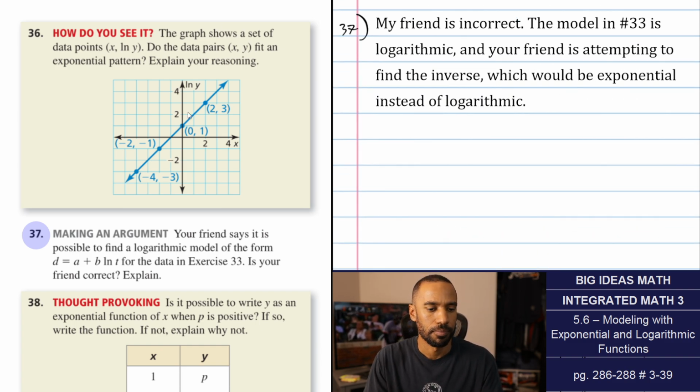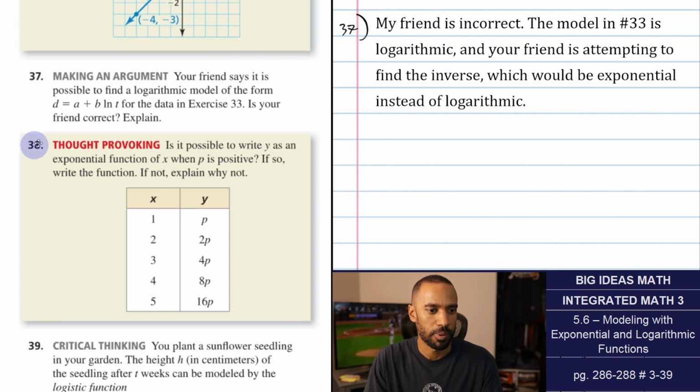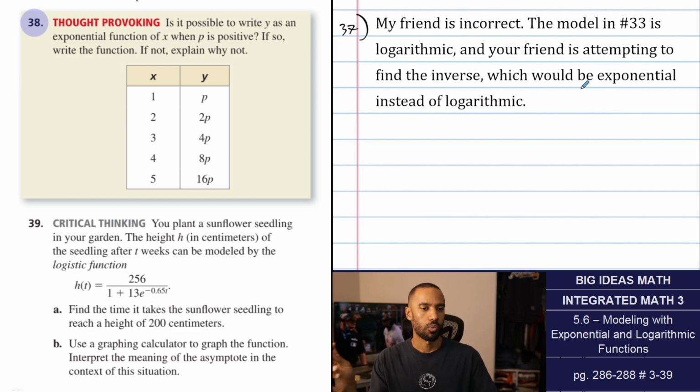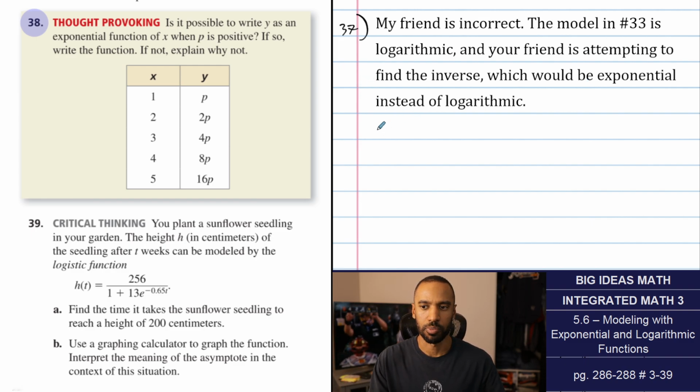Number 38. Thought-provoking, aka open-ended. Is it possible to write y as an exponential function of x when p is positive? If so, write the function. If not, explain why not.